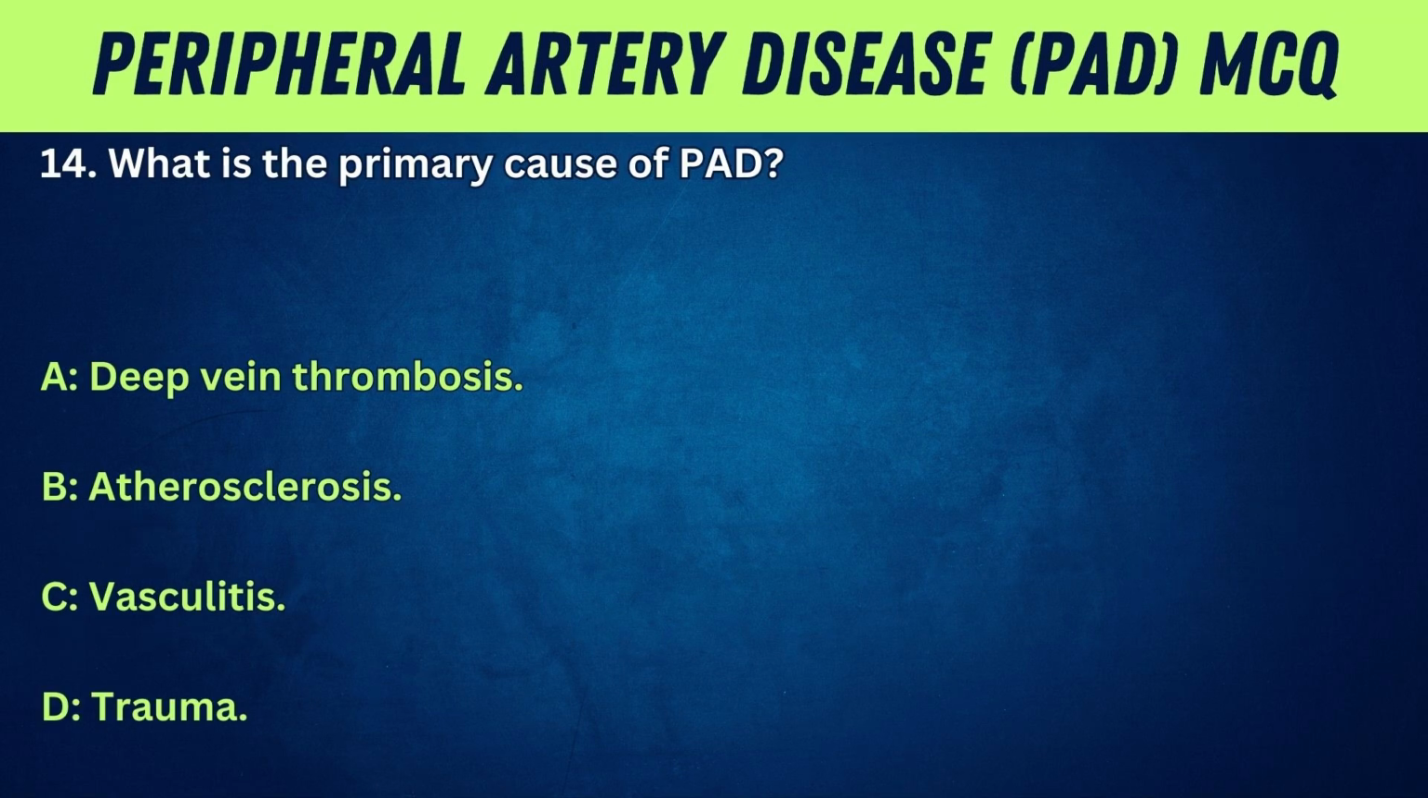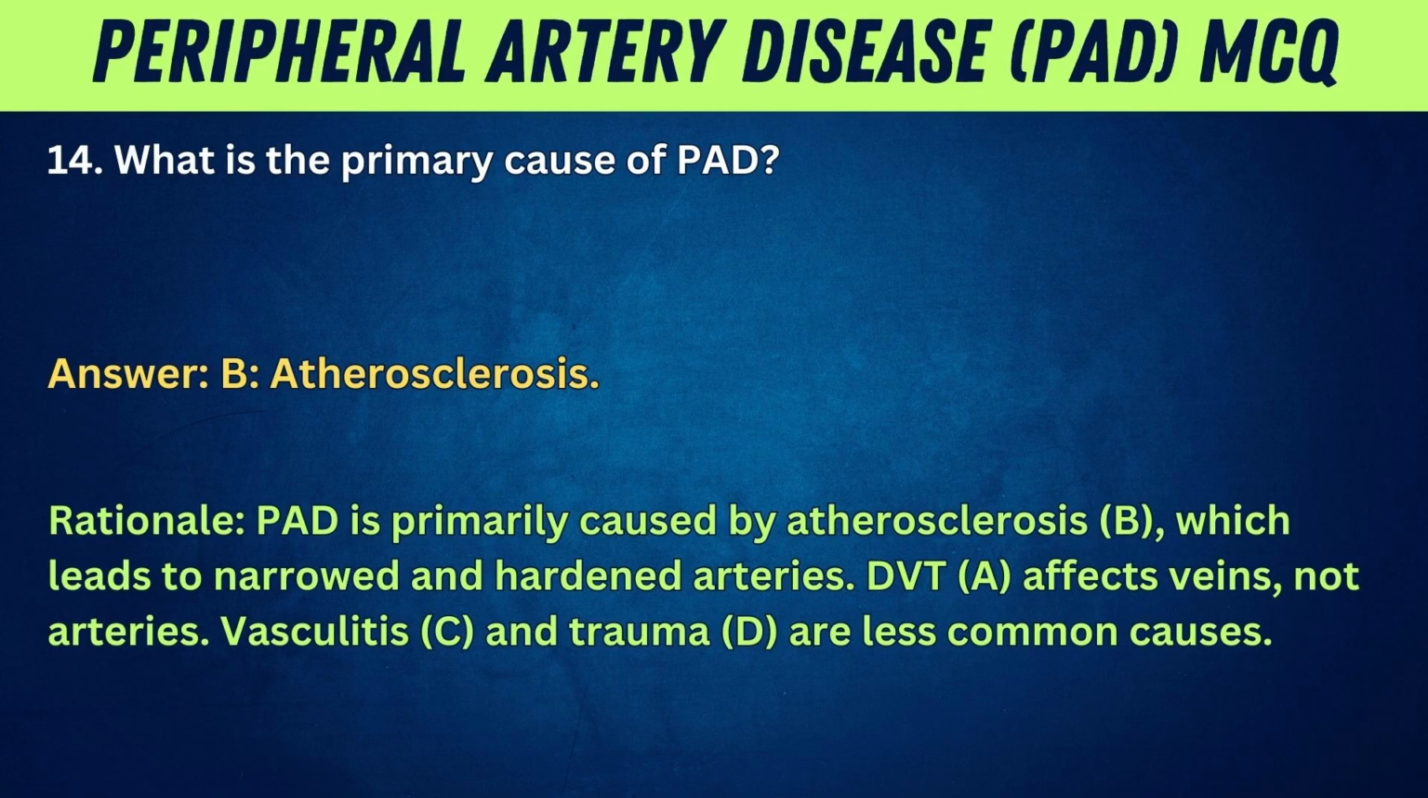14. What is the primary cause of PAD? A. Deep vein thrombosis. B. Atherosclerosis. C. Vasculitis. D. Trauma. Answer: B. Atherosclerosis. Rationale: PAD is primarily caused by atherosclerosis, B, which leads to narrowed and hardened arteries. DVT, A, affects veins, not arteries. Vasculitis, C, and trauma, D, are less common causes.